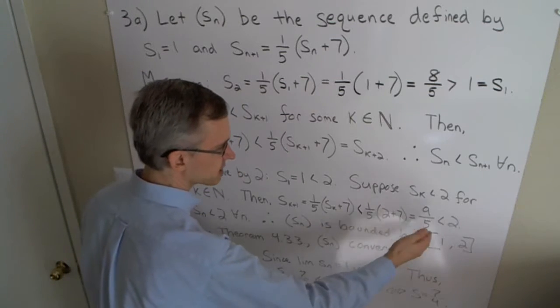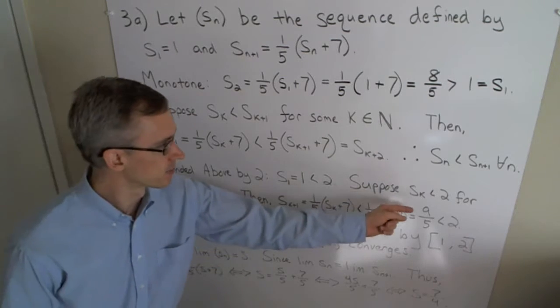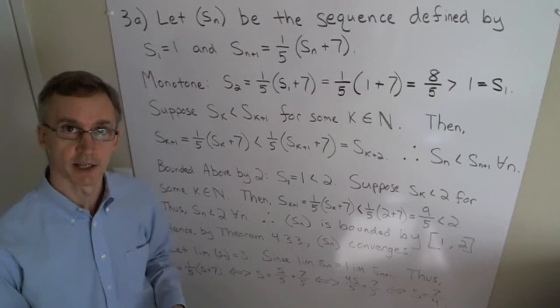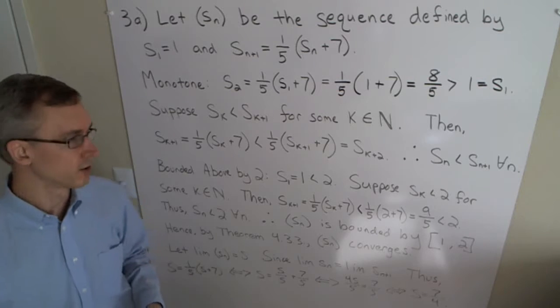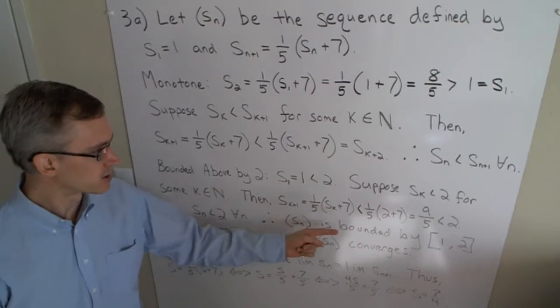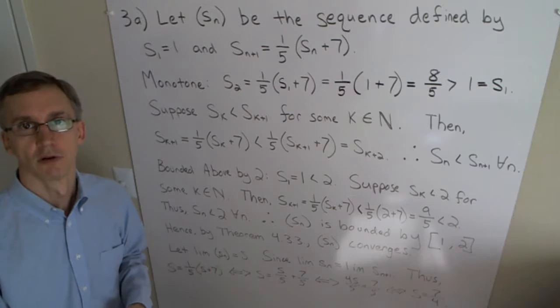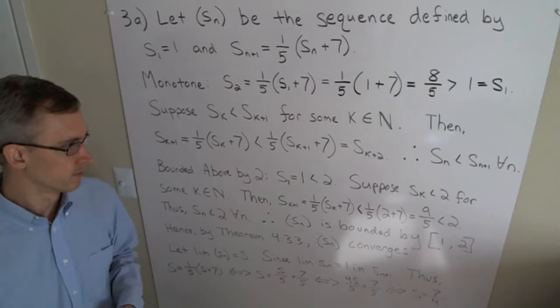This equals 9/5, which is less than 2, showing that if S sub k is less than 2, then S sub k plus 1 is also less than 2. Therefore, the sequence S sub n is bounded above by 2 for all n by induction.